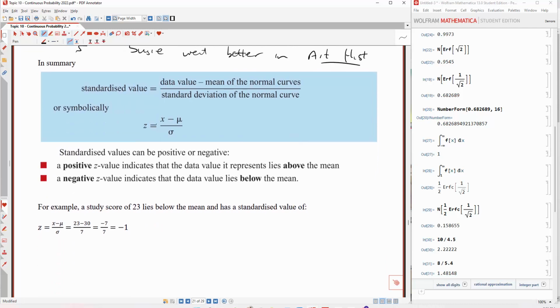So in summary, this is the formula that I just used. Positive z-scores indicate a value above the mean, and negative means it's below the mean. For example, a study score of 23 lies below the mean and has a standard value of -1. That's 23, take away 30, which is the mean study score, over the standard deviation, so -1, one standard deviation below the mean.